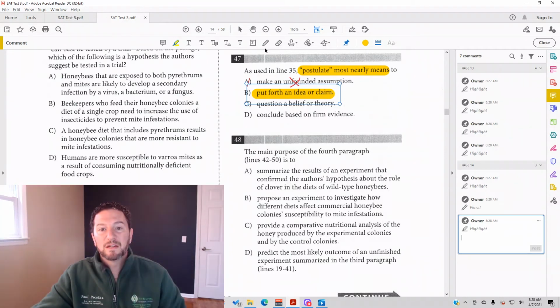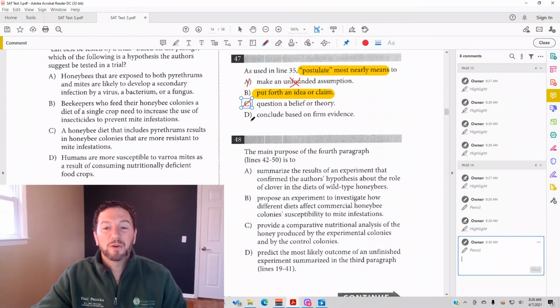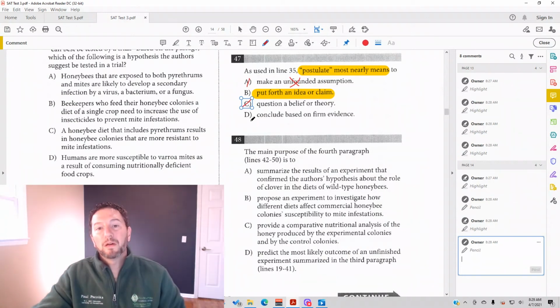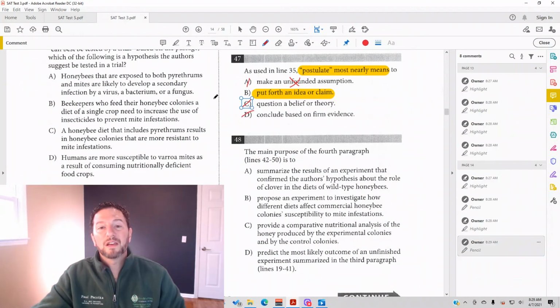Answer choice C, question a belief or theory. It looks like they're just putting forth that idea. It's not challenging or questioning anything else. Answer choice D, conclude based on firm evidence. Well, notice it was parallel to we suspect, we hypothesize. We don't have firm evidence yet. After you postulate or suspect or hypothesize, you're going to do an experiment to see whether or not what you're thinking is true. Correct answer for 47 is B.